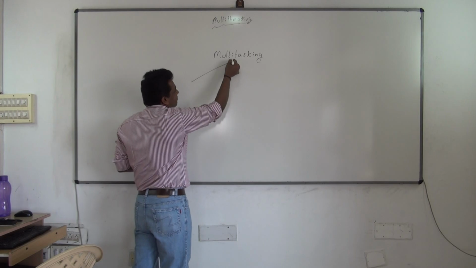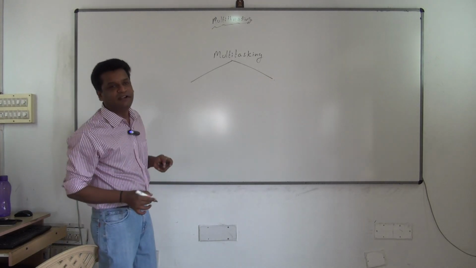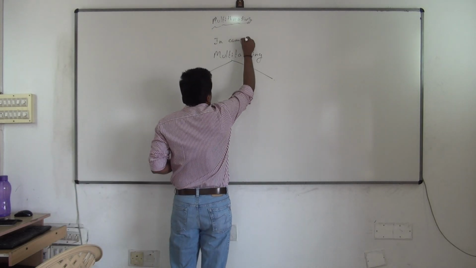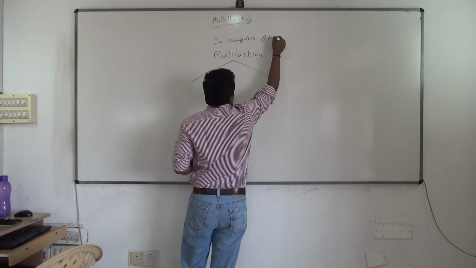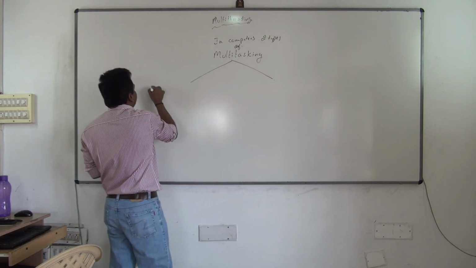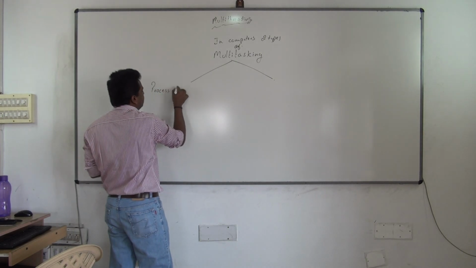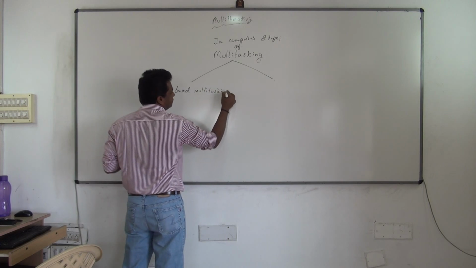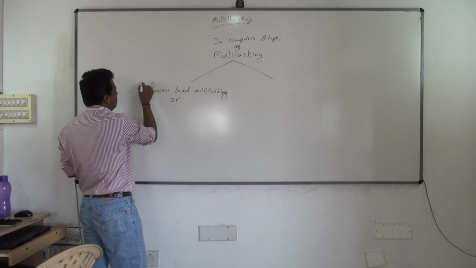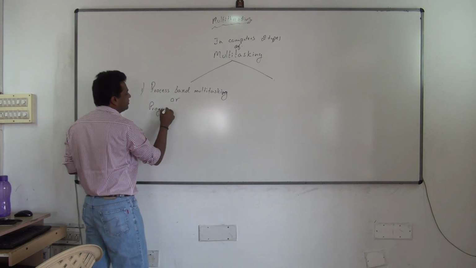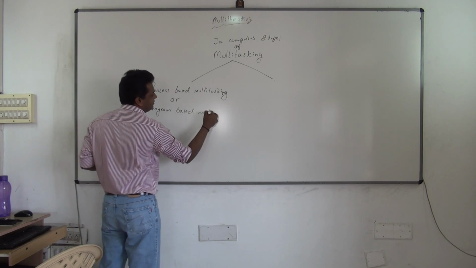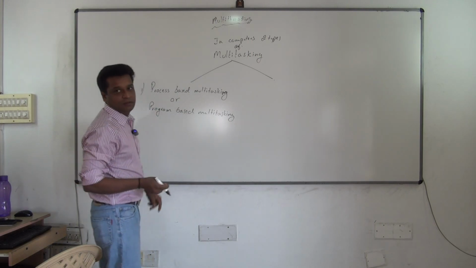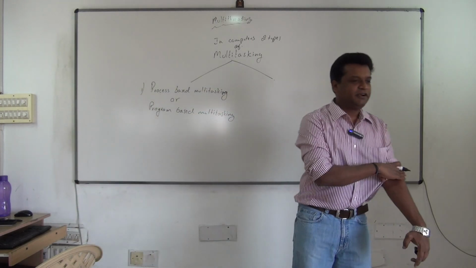When it comes to multitasking in machines or computers, there are two types of multitasking. One is process-based multitasking, and sometimes we call the process a program, so program-based multitasking. Both are the same: process-based multitasking or program-based multitasking.